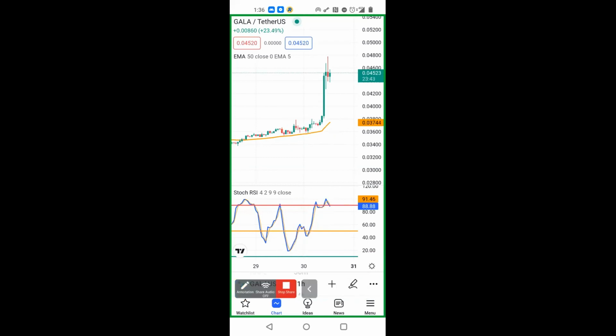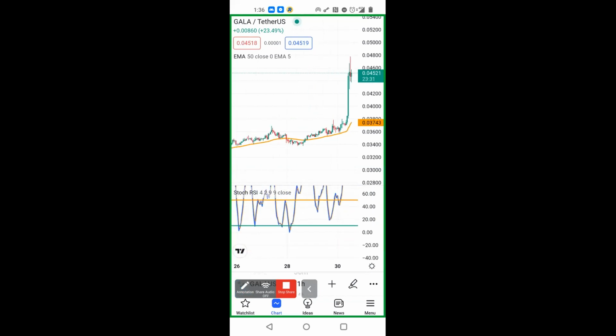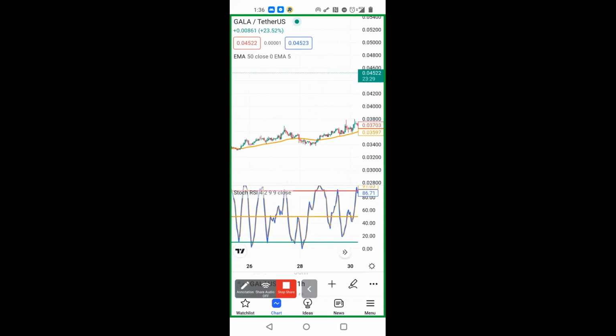So the middle line represents 50%. This one represents 10%. This represents 90%. Don't risk your funds when the market has sold 90%. You see, just want to show you, it usually moves with the movement of the market.